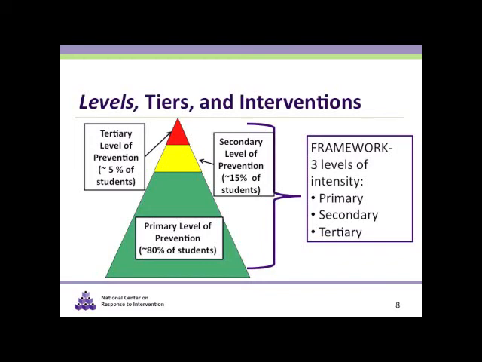Although the term levels is often used synonymously with the word tier, they can be different. The common denominator should always be the intensity of the support. This triangle represents 3 levels of prevention and the percentage of students we would expect to benefit from those levels of prevention in an effective system.